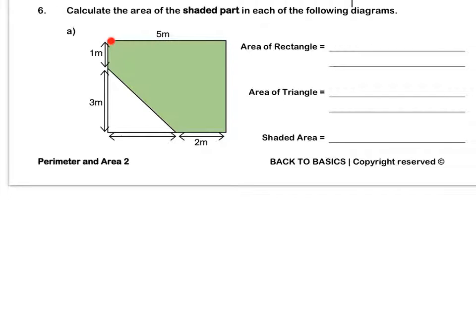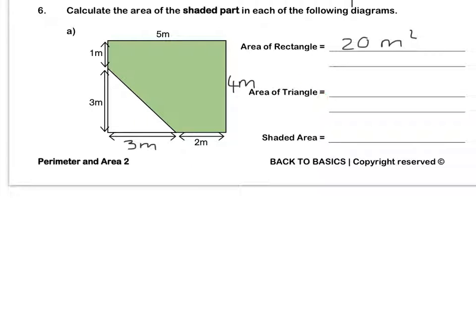Now, if this whole length is 5 meters and that little bit is 2 meters, then the base of the triangle is 3 meters, because 3 plus 2 is 5 meters. If that little bit is a meter and this is 3 meters, the whole breadth of the rectangle is 4 meters, because 3 plus 1 is 4. Now the area of the rectangle is its length times its breadth, which is 20 meters squared.